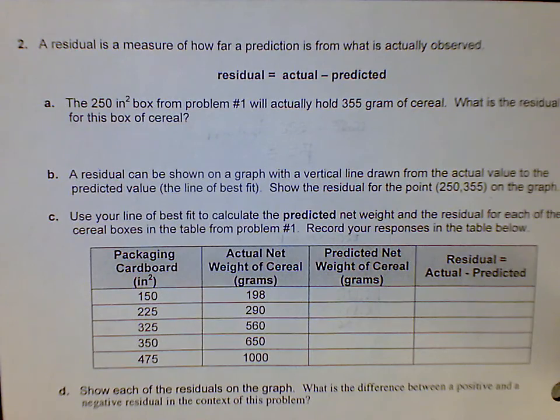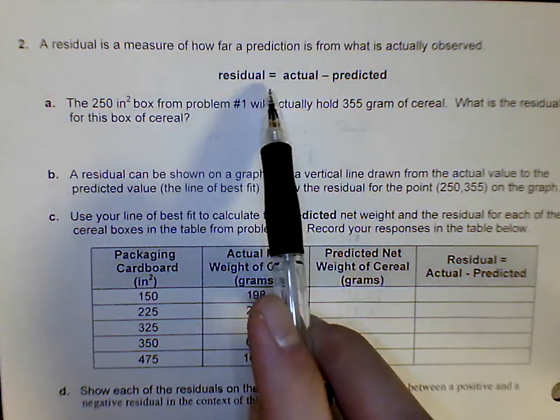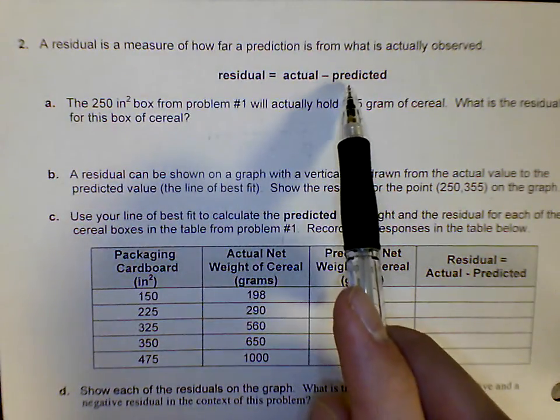All right, we've got the backside. So question number 2: a residual is a measure of how far a prediction is from what is actually observed. So far on the front side, we haven't done anything new yet, anything you guys haven't done before. But now we're going to start talking about the residuals. Residual is equal to the actual minus the predicted.